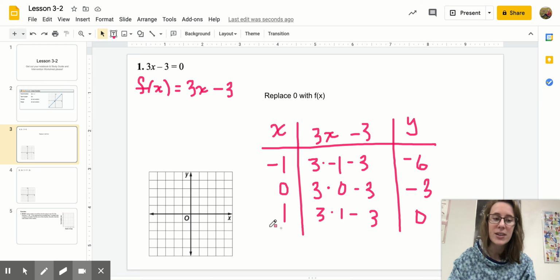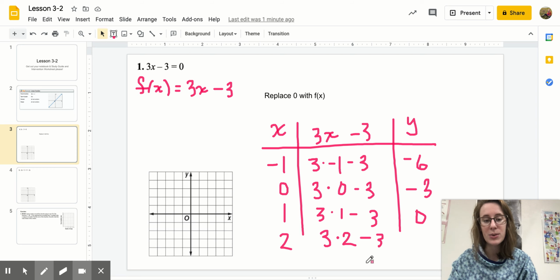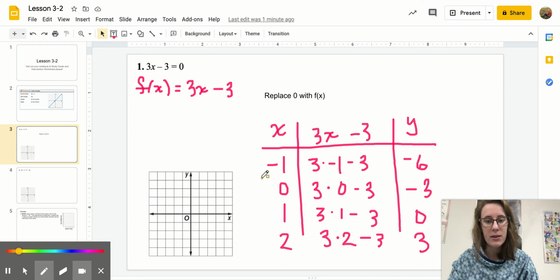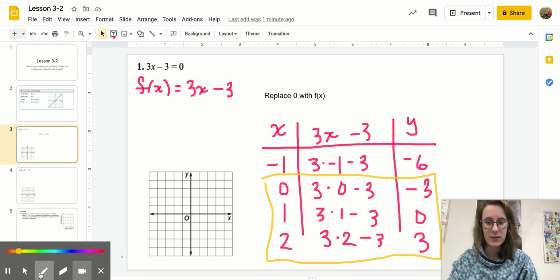Now, I have something weird happening here because I don't have -6 on my graph. So it looks like it's starting to go up here. So I'm going to add one more point just to see if I can get an easier point to graph. So we have 3 times 2, which is 6, minus 3, which is 3. So it looks like the easiest points to graph are going to be these 3 because we'll be able to find them on our graph. So let's do that right now.